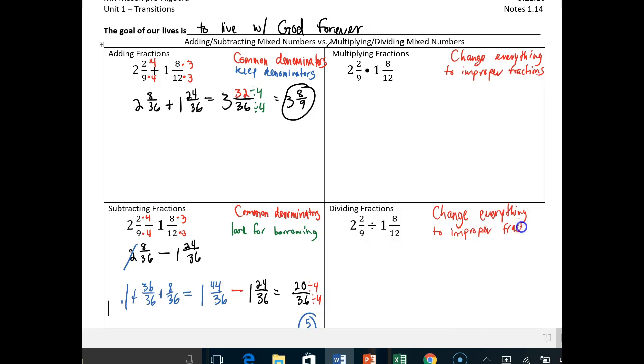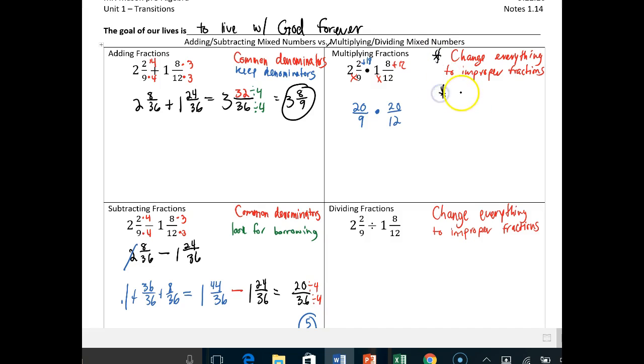So hopefully you remember how to do this, and it's pretty simple. You're just going to do 2 times 9, which is 18, and then you add it to the top. So this improper fraction becomes 20 over 9 times, we do the same thing, 1 times 12, which is 12, and we add it to the top, which is 12, over 20 over 12. And then just like yesterday, so that's step 1.